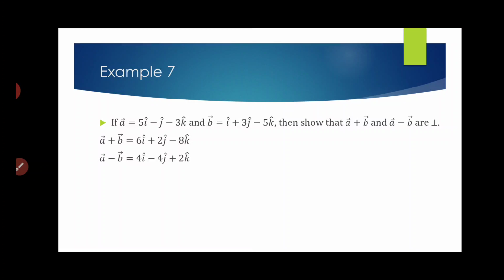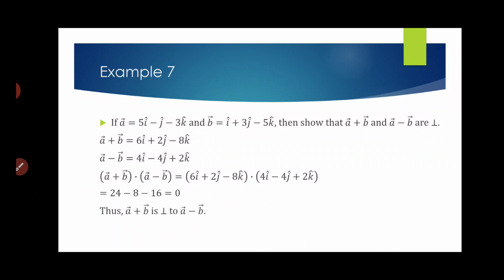So once we have found A plus B and A minus B, now let us find the dot product. So to prove that they are perpendicular, if I can show their dot product is 0, then definitely I can say that they are perpendicular. So now let us find the dot product. So 6 into 4, that is 24, 2 into 4, that is minus 8, and minus 8 into 2, that is minus 16. So basically 24 minus 8 minus 16, that is exactly 0. So I have shown that dot product of two non-zero vectors to be 0, and that means the vectors are perpendicular. Fine.